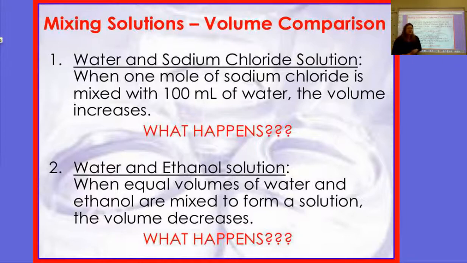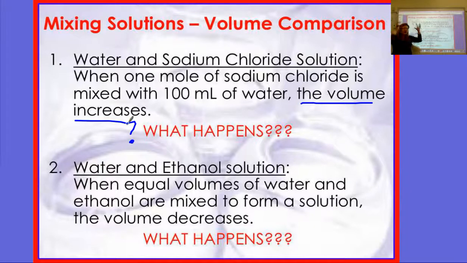We can do a volume comparison. When you mix solutions, if you were to put the water in first to the 1 liter mark, and then you add the table salt, what would happen? The volume actually goes up. Why? Because those sodium and chlorine ions need to take up space. So they're going to dissolve in the water.